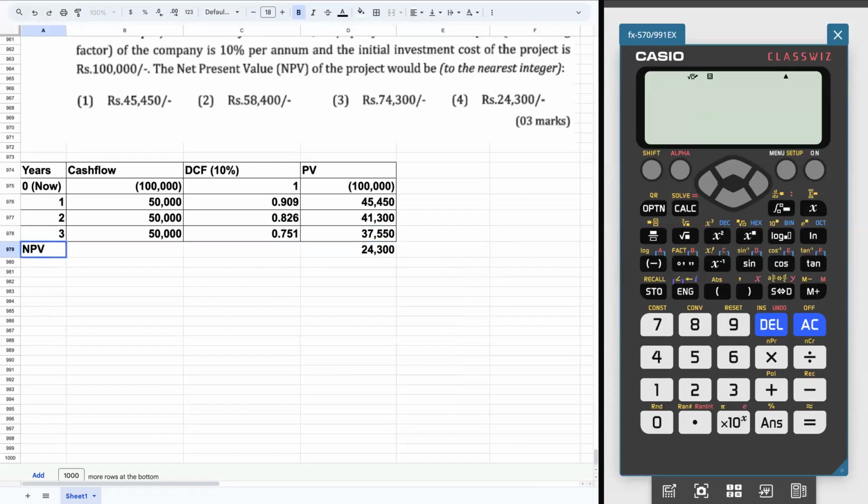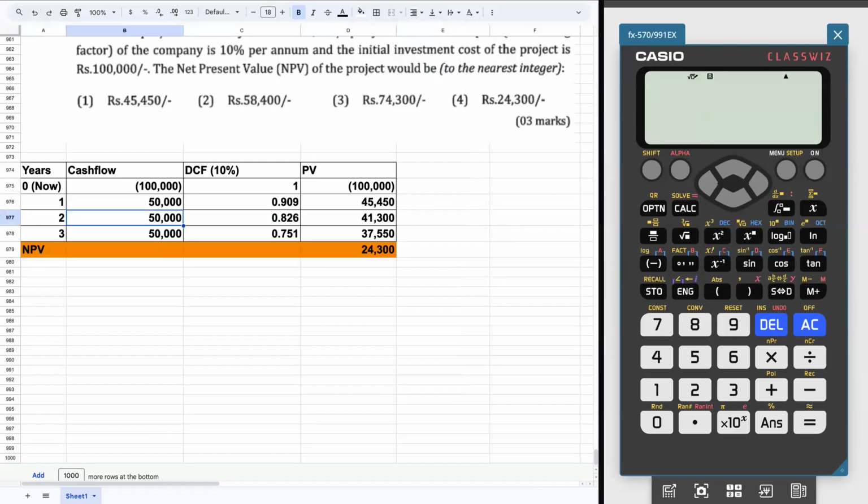That is the NPV. Since this NPV is a positive value, you can accept this project. So the net present value of the project, to the nearest figure, is 24,300. This is going to be the answer. The answer is the fourth one.